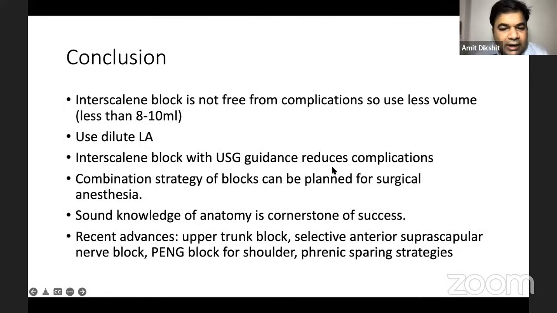Interscalene block with ultrasound guidance reduces complications. Combination strategy of block and dividing the drug, and planning the anesthesia depending on the patient and the surgeon and the infrastructure and the skill set available. So you can have your own recipe. Sound knowledge of anatomy is the cornerstone of success. Recent advances are upper trunk block, selective anterior suprascapular nerve block, PENG block, and phrenic-sparing strategies.